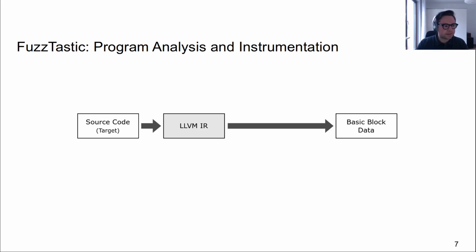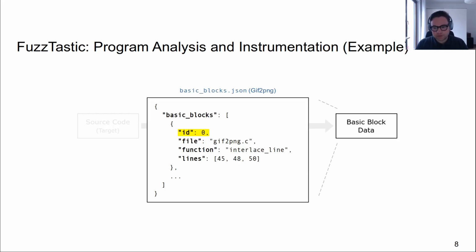To set up FuzzTastic, the following steps and software artifacts are involved. Starting with the source code of the program we want to fuzz, we first transfer it to LLVM's intermediate representation, and on that representation we can perform analysis passes. So what we do here is we extract basic block data. An example of this basic block data for the program GIF to PNG can be seen in this JSON snippet.